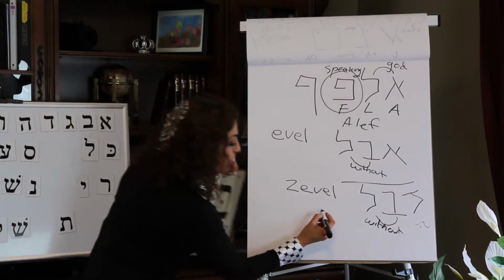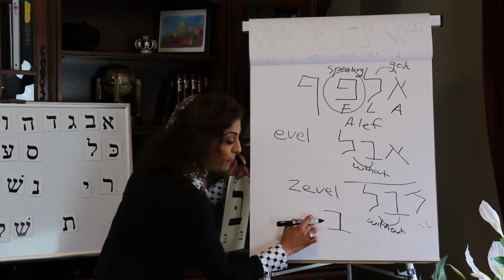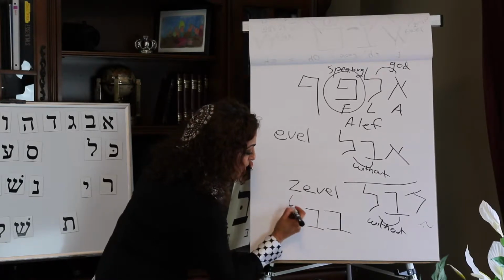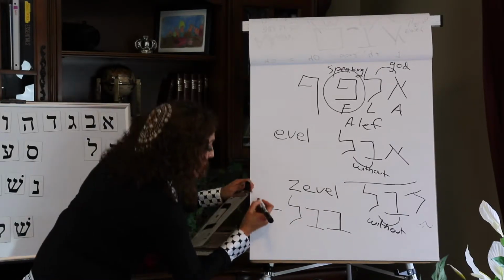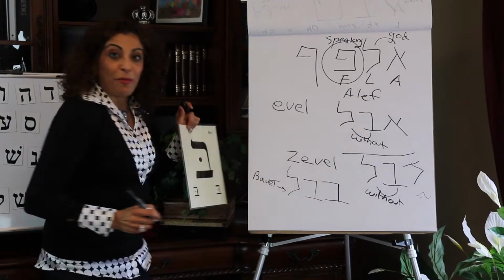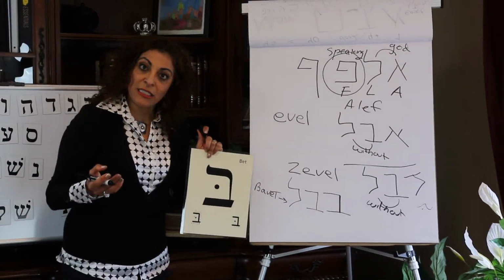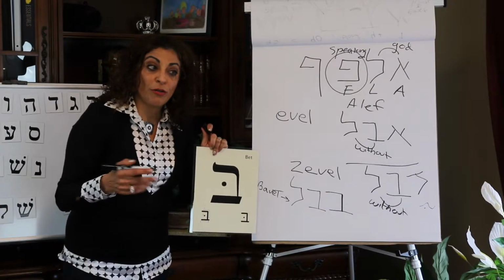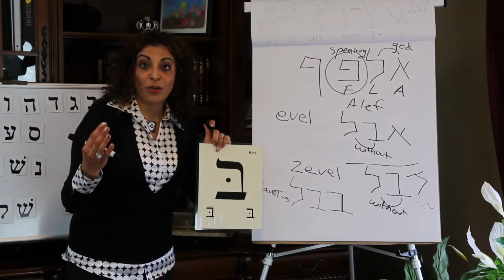Let's look at this letter. Bet, this is my Bet. Vel. Bavel, it will say Bavel. Do you know what Bavel is? It's the Hebrew word for Babylon.